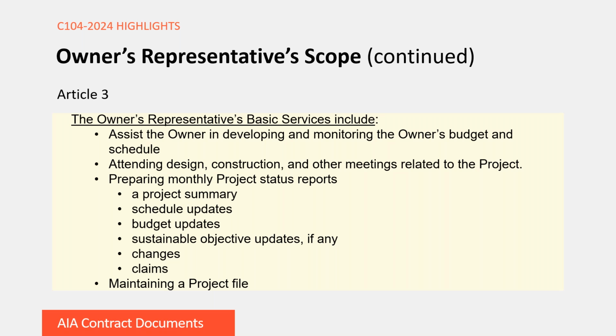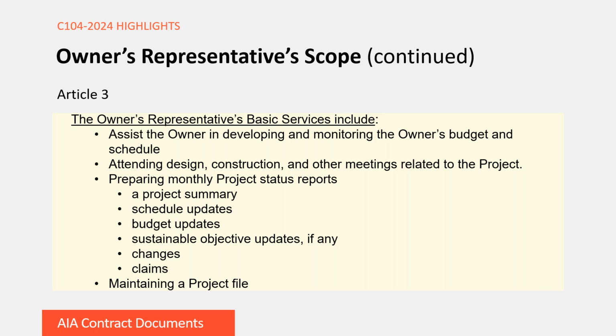You'll also see that the owner's representative's project status reports will include updates to the owner's budget. So this budget update will include updates related to actual and anticipated costs that are reported by each one of the owner's consultants and contractors. To the extent that there are any sustainable objectives, the report will include any updates related to it. And then you're also going to see proposed and approved design and construction changes, including any additional services or change orders that are taking place on the project. And finally, you're going to see actual and potential claims that are included in that project status report.